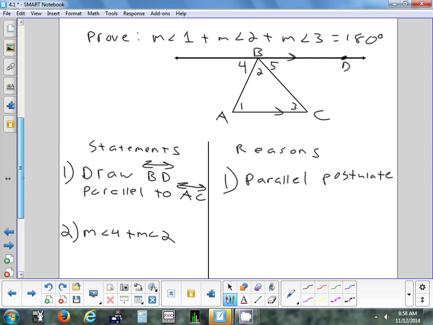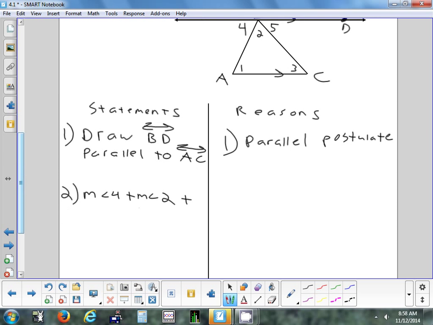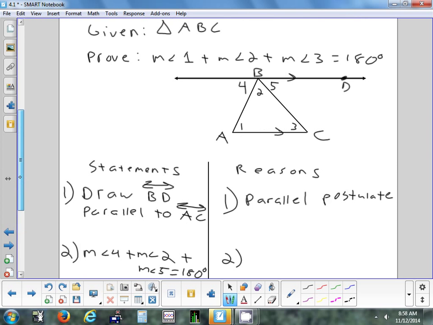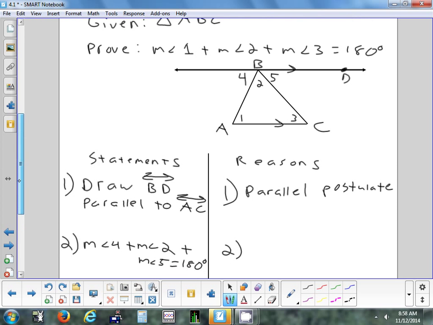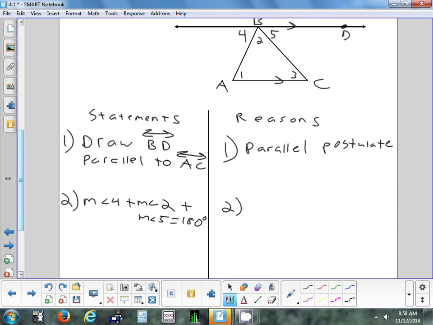The measure of 4 plus 2 plus 5 equals 180 degrees. Okay, the reason there? That's the definition of a straight angle. And we've added up all the parts.